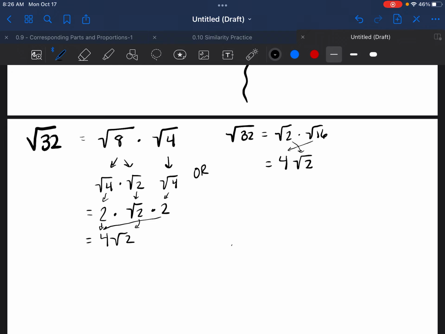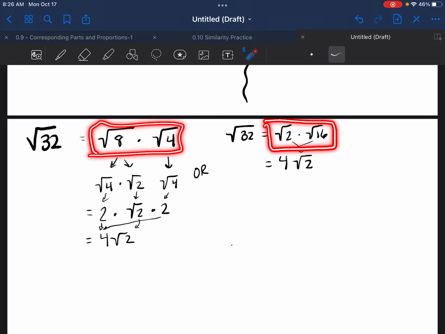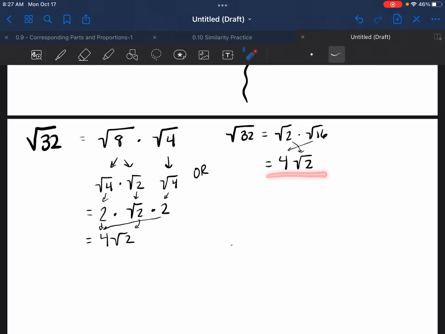Now, there are many different ways that we can solve this problem, and it really depends on the factor pairs that you choose at the beginning. If you choose a factor pair that already has the largest perfect square, you're going to have fewer steps. But even if you choose one that does not have the largest perfect square, you can still get to the right answer. It'll just take more time. So whatever factor pair you come up with, go ahead and start. You will get to the right answer.